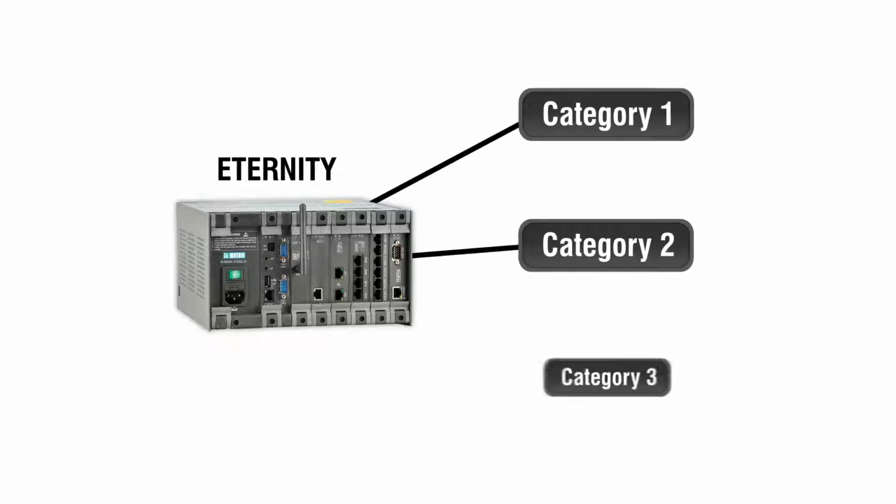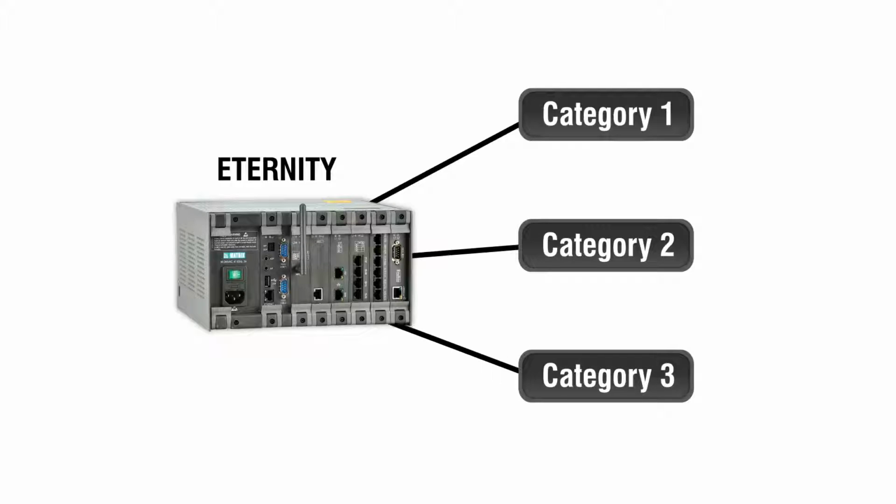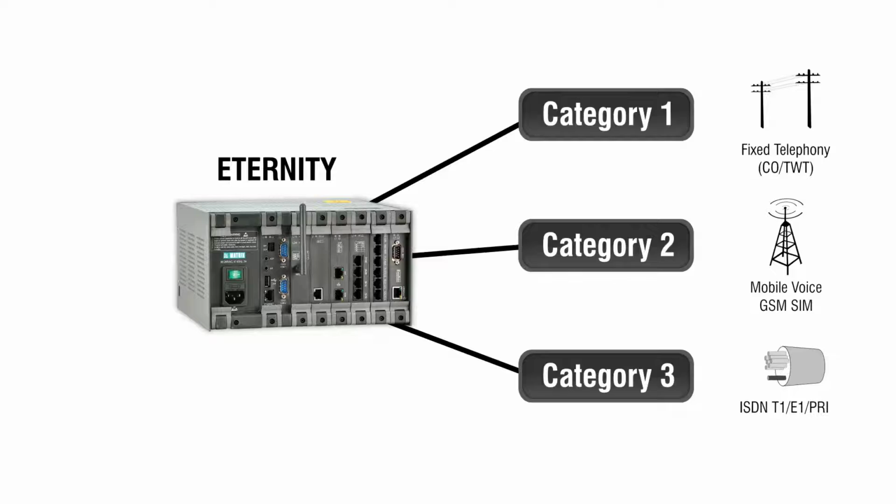Let us understand what categories are. Eternity has three categories, namely category 1, category 2, and category 3. These categories can be assigned to different telecom networks or trunks. After assigning the categories, you can allow or restrict the call between two categories or between any category and VoIP.